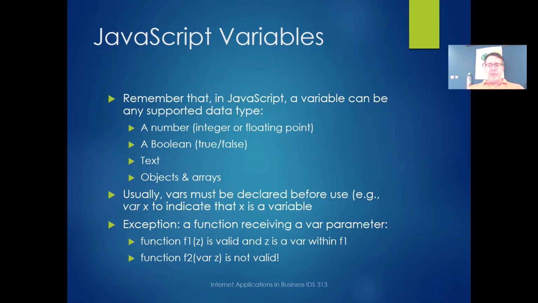So, like I said, in general, variables, you have to declare them before you use them so that it knows it's a variable, not a function, not ordinary text. But if you're receiving it as a parameter for a function, then you just use the name. You don't have to specify that it's a var. Basically, that's done just to save space.